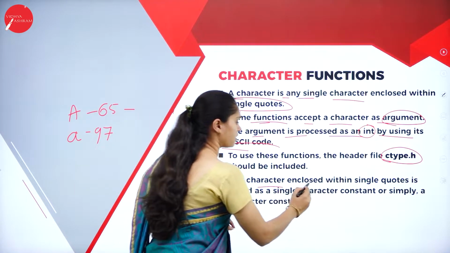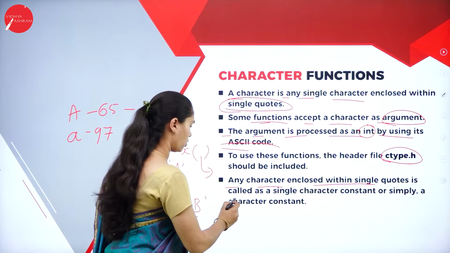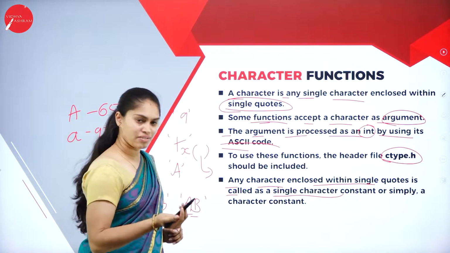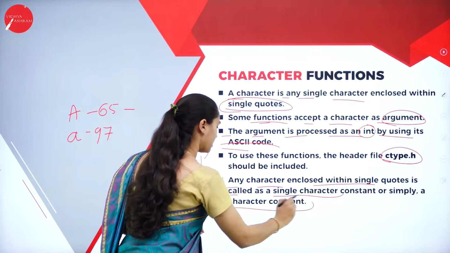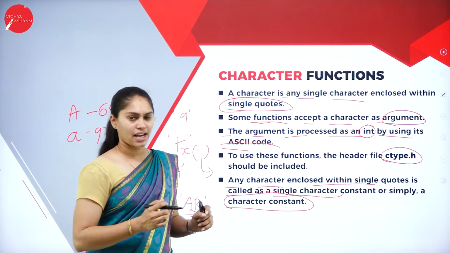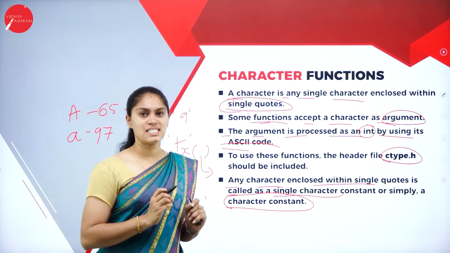Any character which is enclosed between single quotes is called a single character constant, or we can also call it a character constant. So what do you mean by a single character constant? Any character which is enclosed between single quotes.